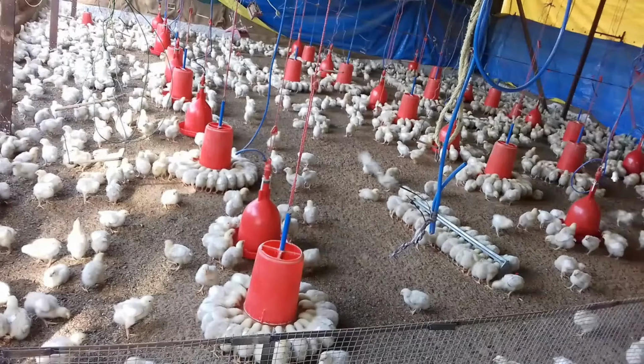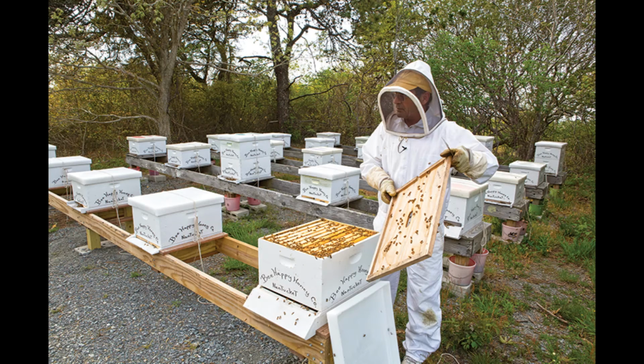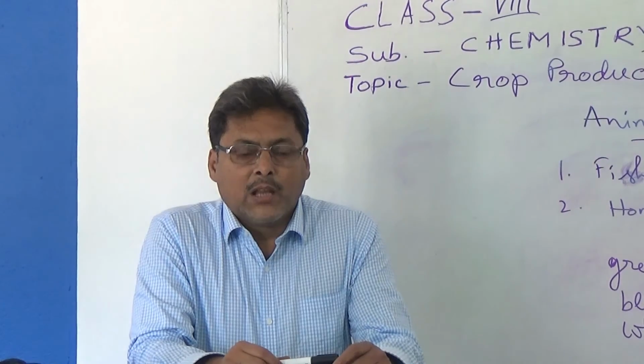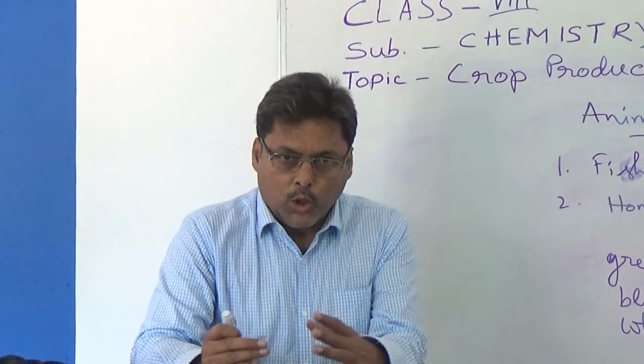Poultry farming is done, you have seen it a lot in your area, to produce both eggs and meat of chicken. And sometimes to produce honey, we do apiculture, that is, keeping honey bees. We keep artificial beehives to produce honey. So, we come to the concluding part.